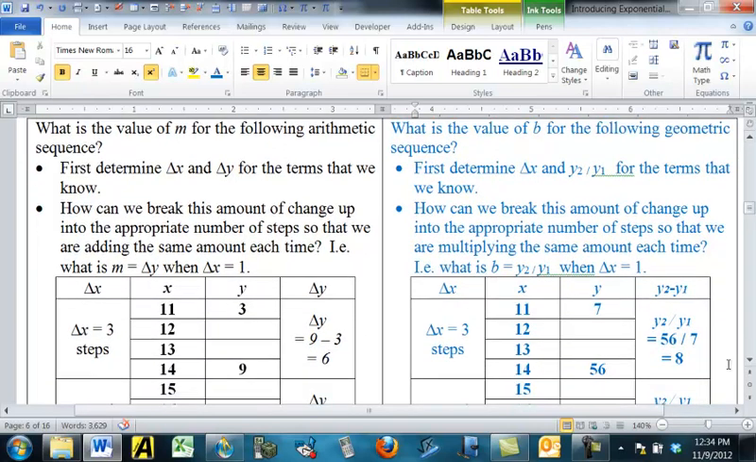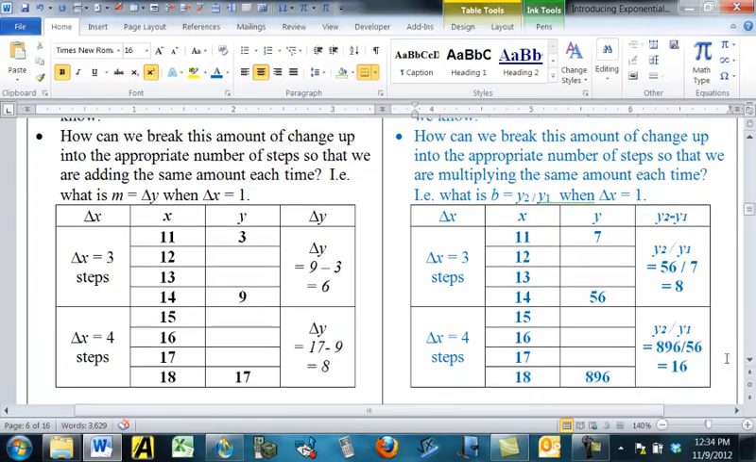So notice here we have some terms, and we're given 3 terms. In the arithmetic case, we're given the 11th term is 3, the 14th term is 9, and the 18th term is 17. Or in other words, we're given 3 points on the function: 11, 3; 14, 9; and 18, 17.